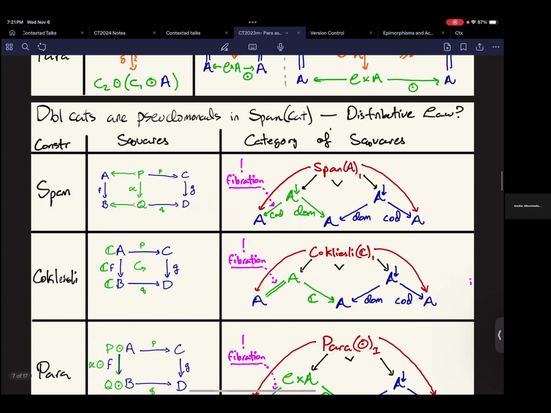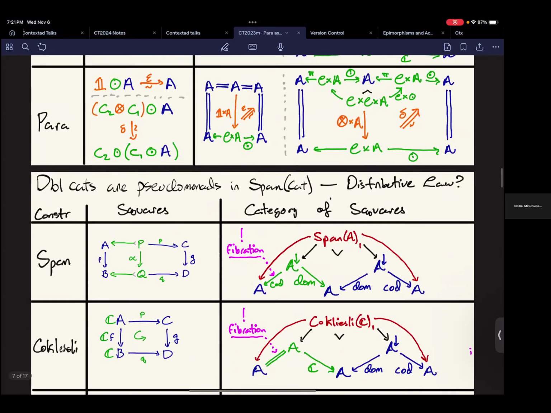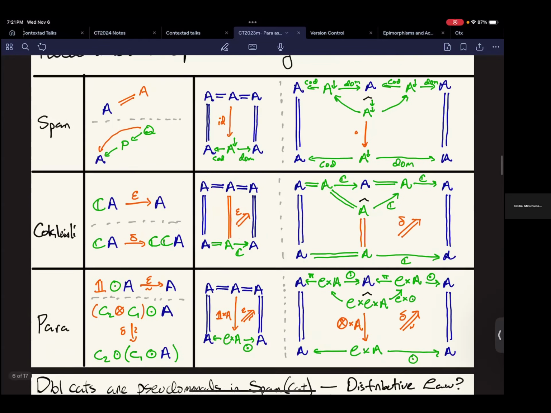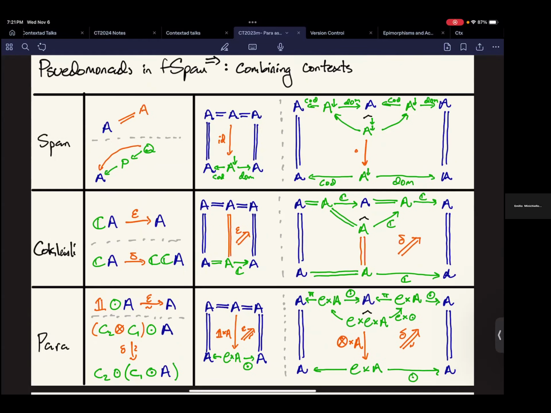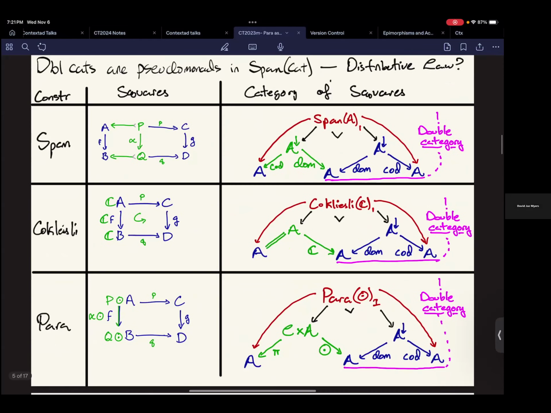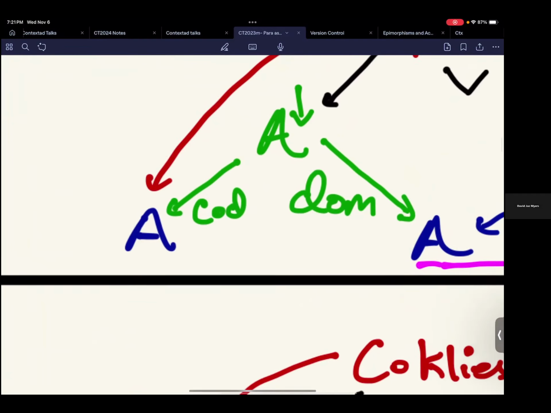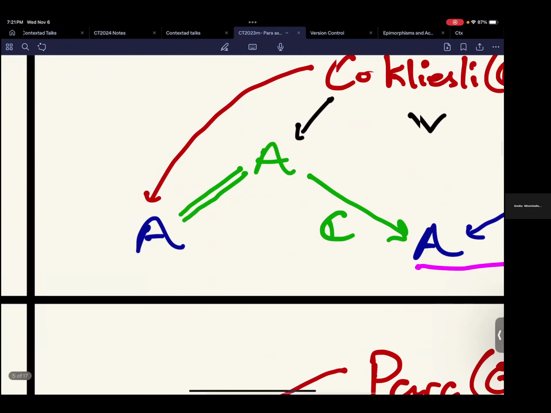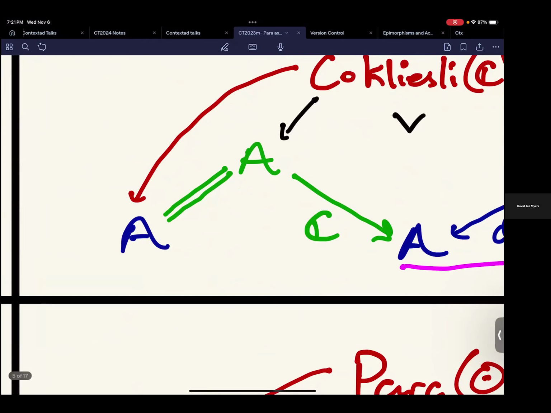Wait, David, I'm sorry. Yeah. You said co-Kleisli and para don't form double categories from the slide before. So what I mean is, all these things on the left-hand side are double categories, right? That's the composite red span. But if I zoom in here, this is not a double category. This span A C, right?